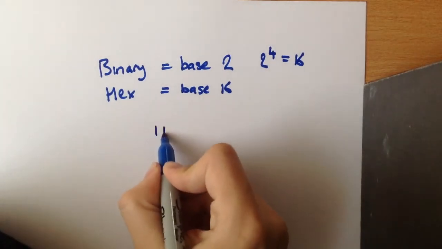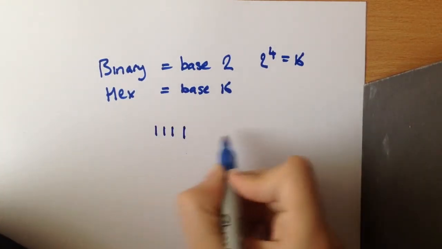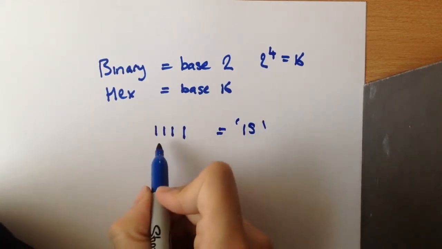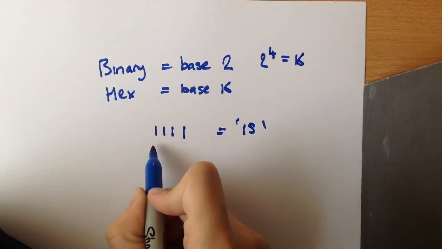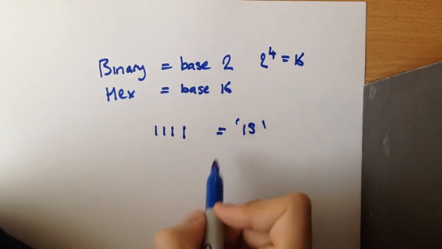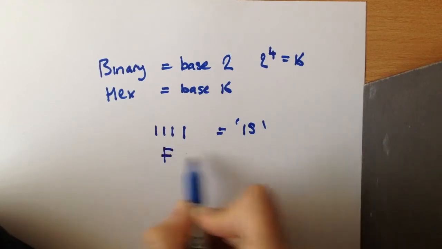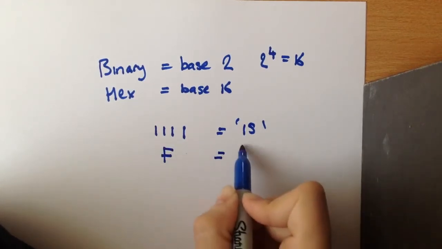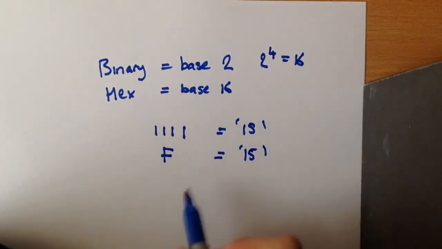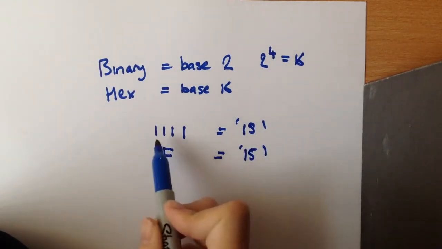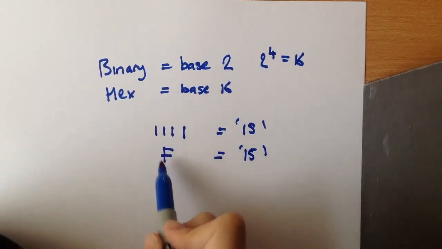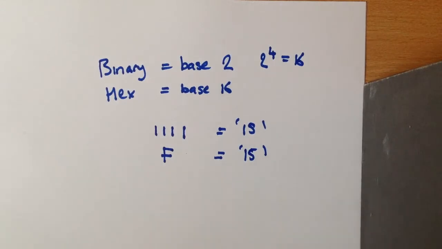So 1, 2, 3, 4. This number is actually 15 in decimal. We've got 1s, 2s, 4s and 8s. 8 plus 4 plus 2 plus 1 is 15. And of course we can write that down in a single character in hexadecimal, so F is also 15. Now we can't write a bigger number than 15 using just these 4, and we can't write a number bigger than 15 using just a single place in hex.